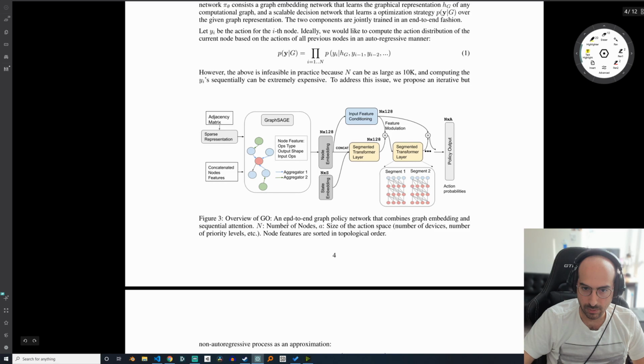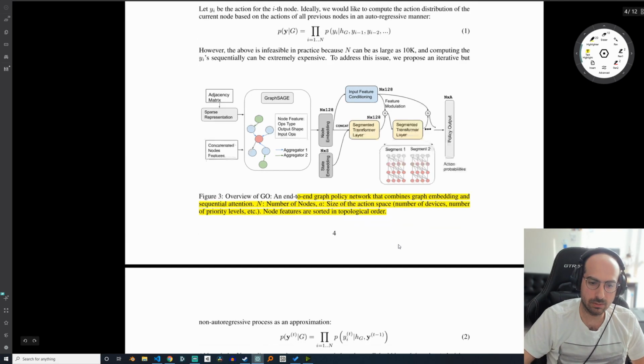Okay, so a graph that combines graph embeddings and sequential attention. So node embedding, state embedding, segmented transformer layer, input feature conditioning, segmented transformer layer, and then you get a policy output. Ops type, output type, input ops. Then aggregator, okay.